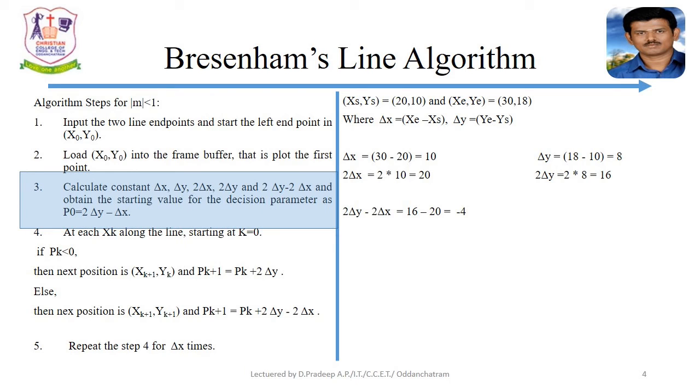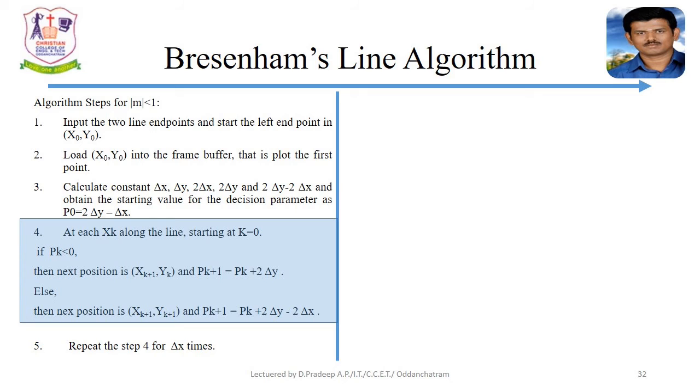And next we need to find the initial decision parameter p naught. P naught is calculated based on the formula 2 del y minus del x. So the initial decision parameter is 6.